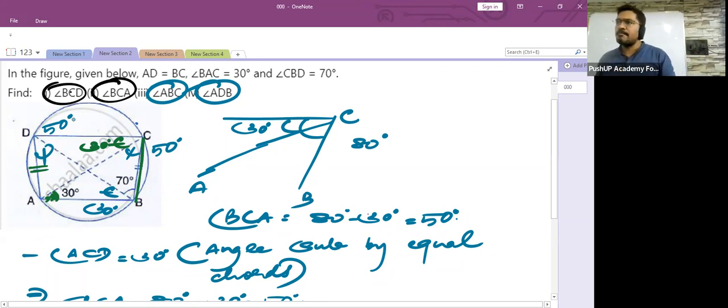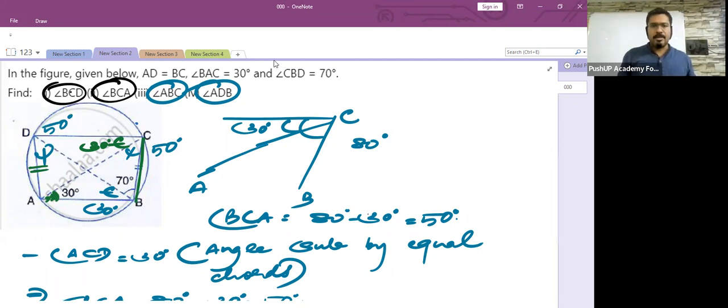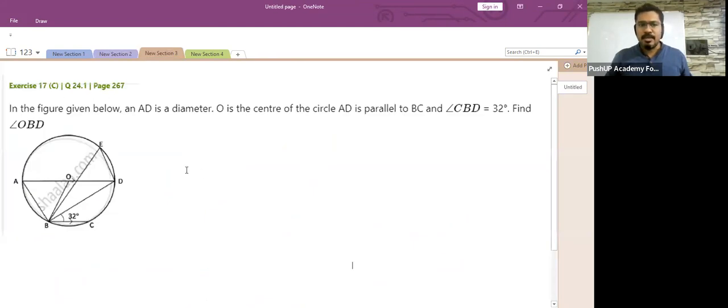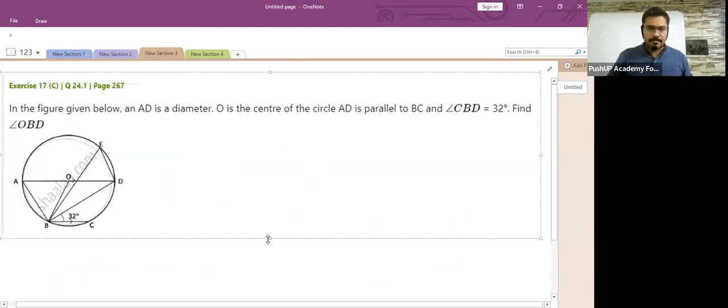Sachin, Joshua, clear? Monish? Very good, children. Very good. Harni, Ron. Children, question number 3 is on the screen. Do it fast.